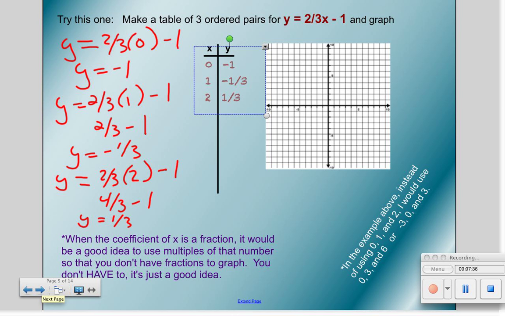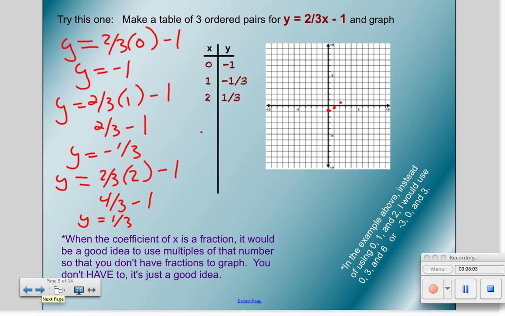So here is the list of points that I got, and I'm going to graph them. Now I know I have fractions, and some people are like, how do I graph a fraction? It's all right, I just have to estimate. So 0, negative 1. That means I go nothing left and right, down 1. There's that point. 1, negative 1/3 is going to be about down there. So I'm approximating where negative 1/3 is. And 2, positive 1/3 is up there.